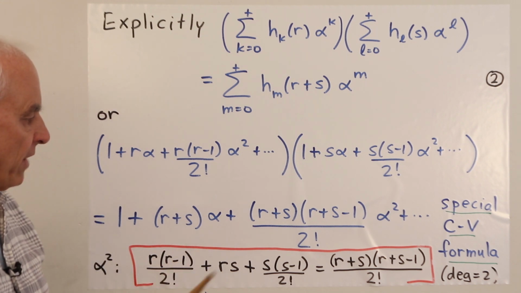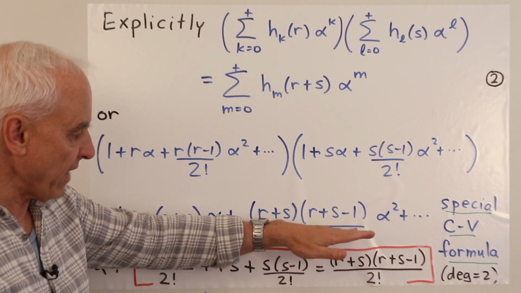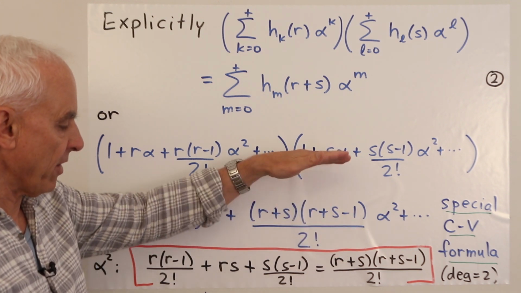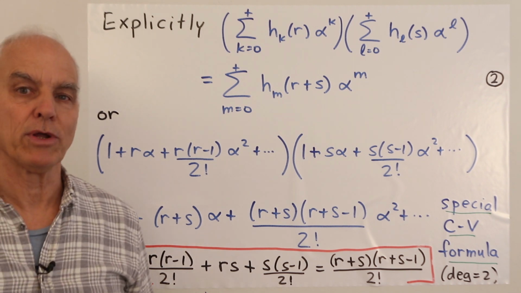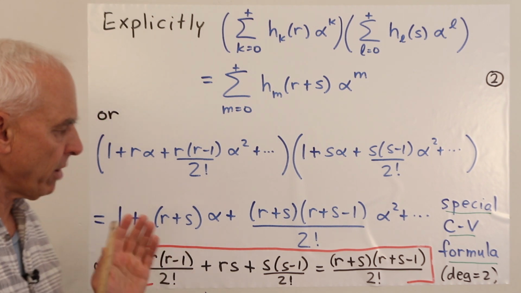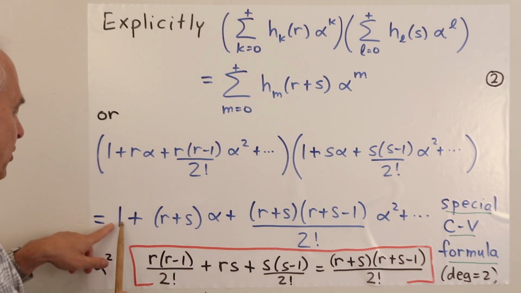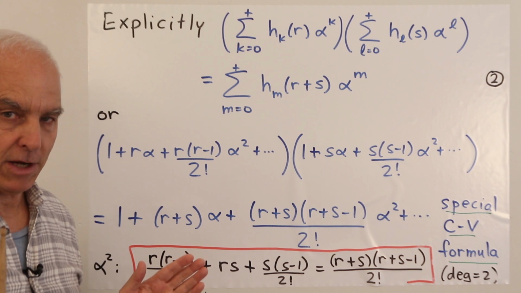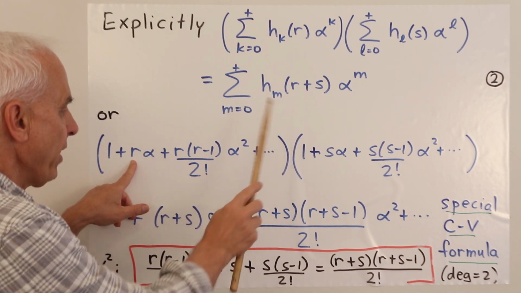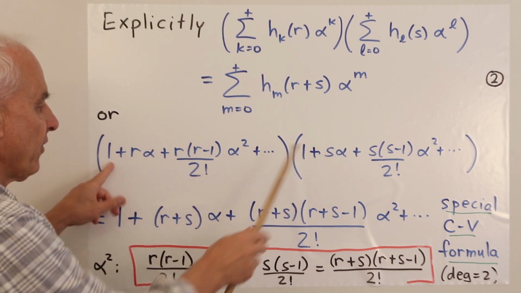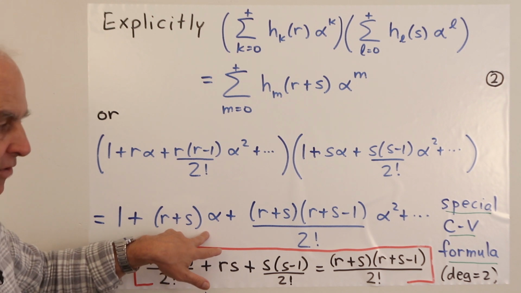We want to show that for any power of alpha, if we calculate the coefficient of that power of alpha on the right side and on the left side, they agree. So let's have a look at the special case where we're looking at alpha squared. What about the earlier powers? Well, the constant term here is 1 and the constant term here is 1. They obviously agree. So the linear terms, well, there's an r alpha times 1 and there's a 1 times s alpha, so that's r plus s times alpha. That's the same thing as happening over here.